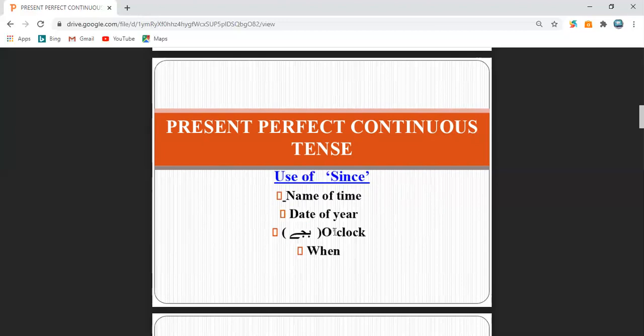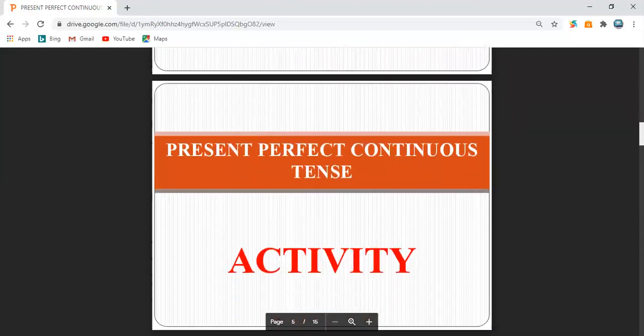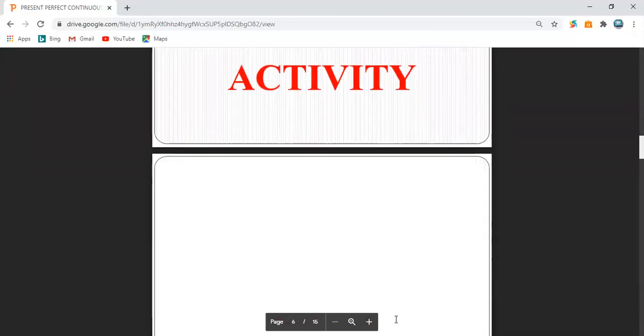Okay, and in the rest of the conditions, apart from these four conditions, in all the rest of the conditions you use for, you use preposition for. Only in these four types of conditions you use since. Okay, now you should never forget this thing. I've told you about it clearly. Now coming to the next slide, students, let's move on towards the activity, which is the important part of our lesson.